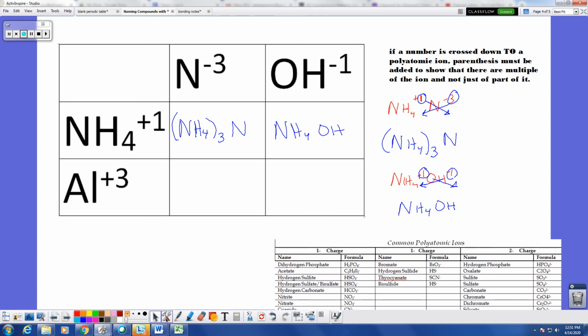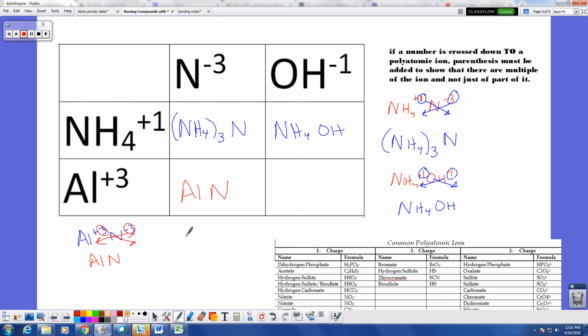So that's why I only have 1 as an example here on my chart. Now, Al +3, N -3. We grab just our numbers and cross them down. This one doesn't even have a polyatomic, so this is really a yesterday problem, but that's fine. Now, this would be a 3, 3. That is both divisible by 3, so you reduce it to the smallest whole number, AlN.